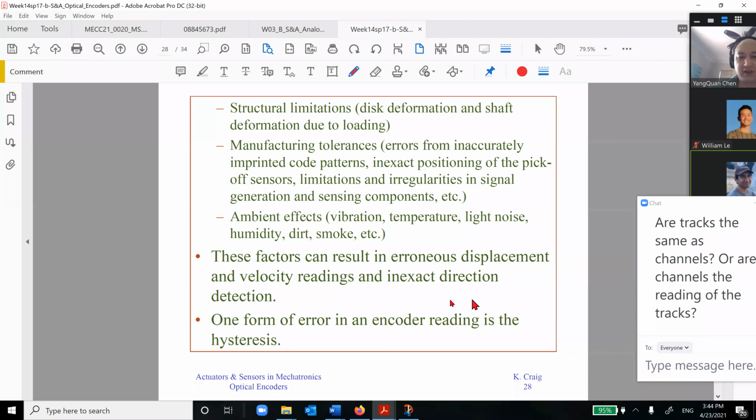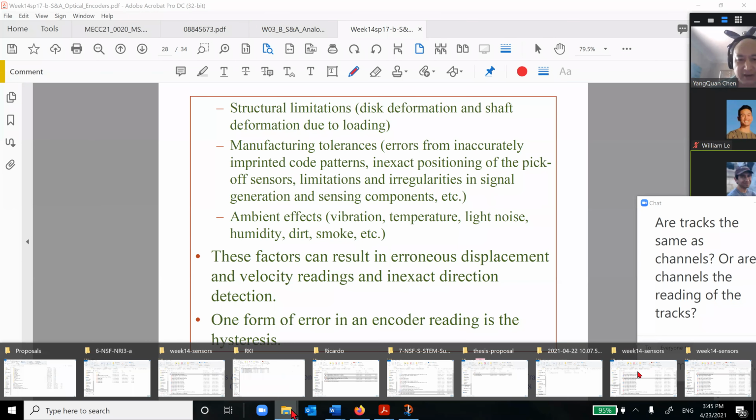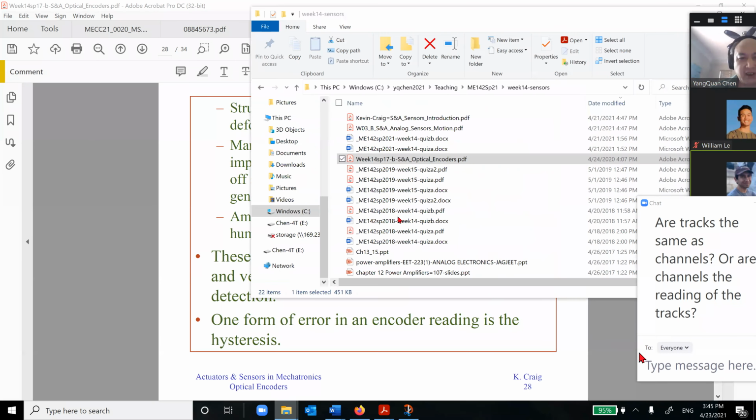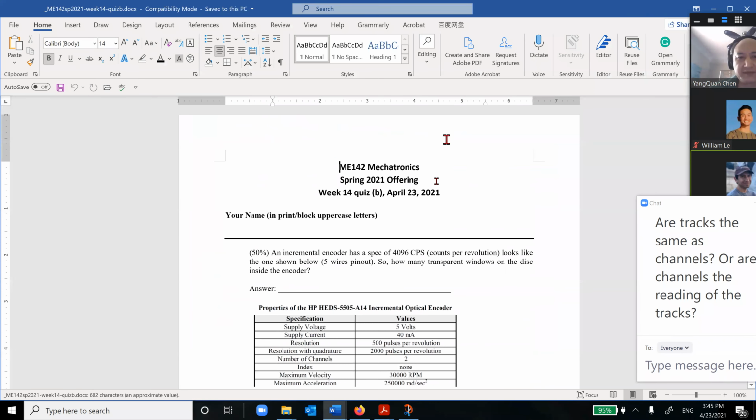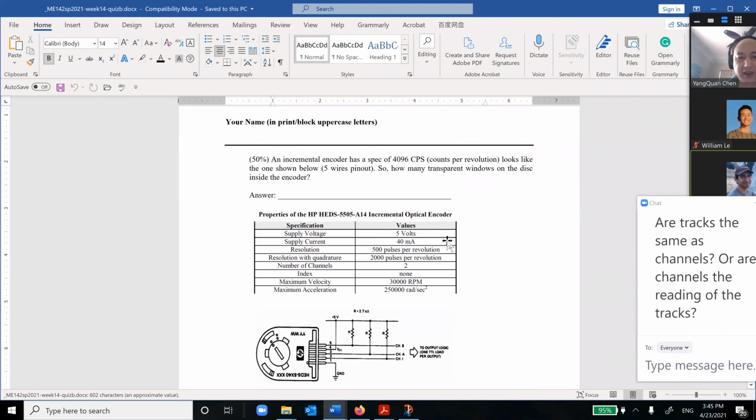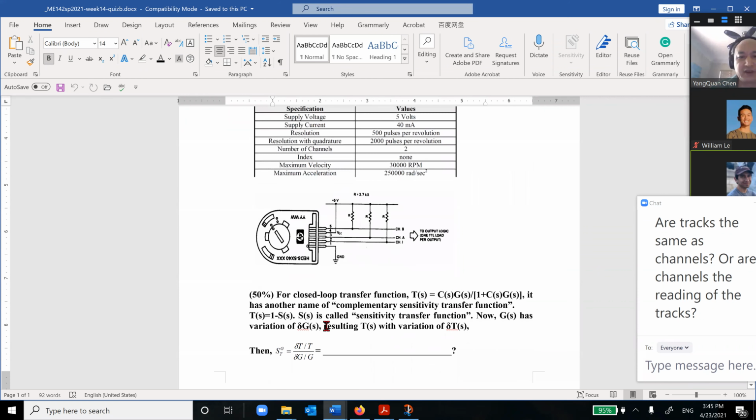So at this point, I think we have covered enough about digital encoders. Let's see what you can do with this one. So this is a real encoder. You have learned this one, right? Do you know how to do this now? You should. I already explained it in the last lecture.